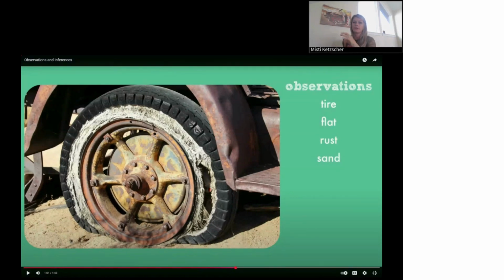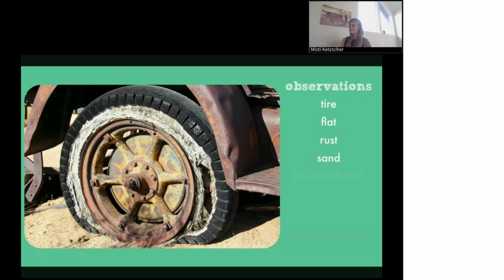Maybe it's a brand new truck and they just did this on purpose to make it look like art. You know, some people do things like that, right? But our background knowledge tells us that is an old rusty truck, right? So let's take a look at inferences. Those all fall under the category of observations.